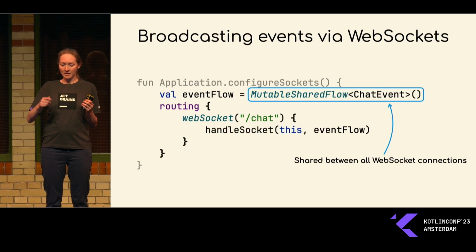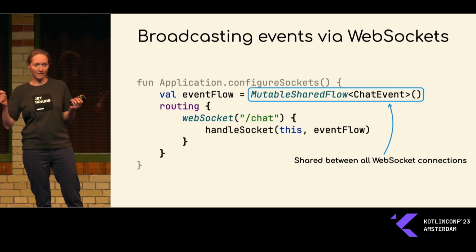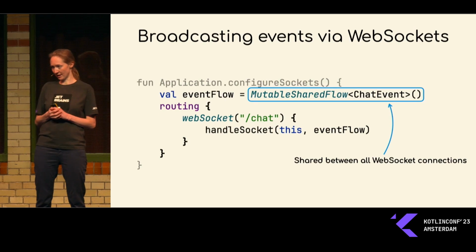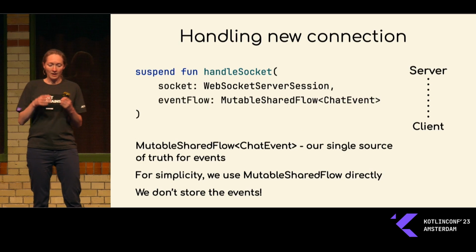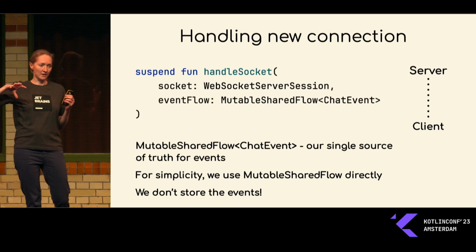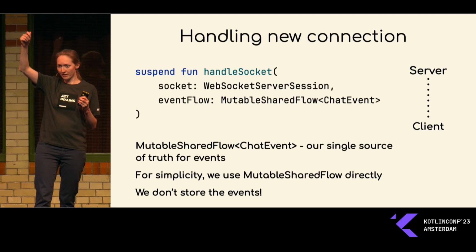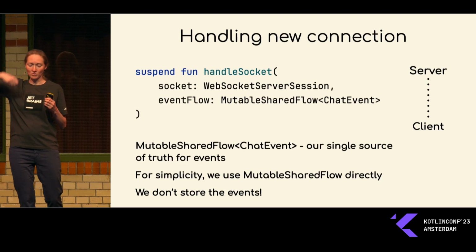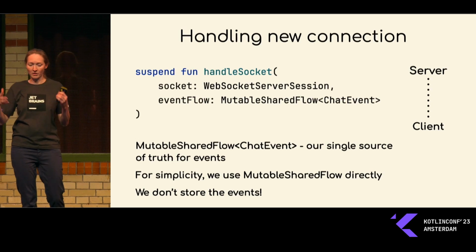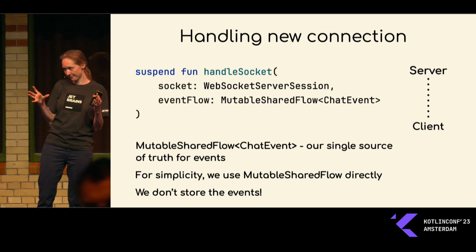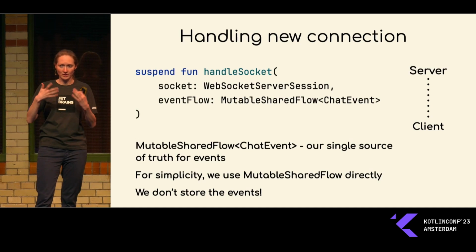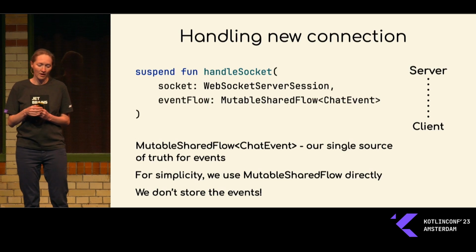And we define a mutable shared flow of chat events that is going to be shared between all our WebSocket connections. So whenever a new client connects to our server via WebSocket and establishes a new connection, the Ktor server calls this handle socket function. So for every socket, we start this new handling mechanism.